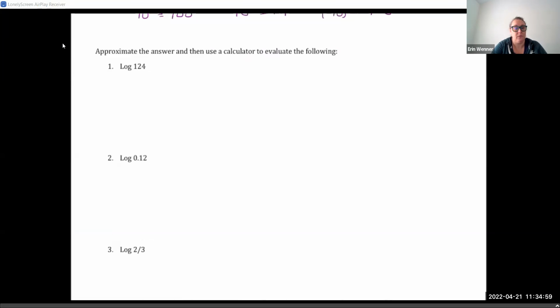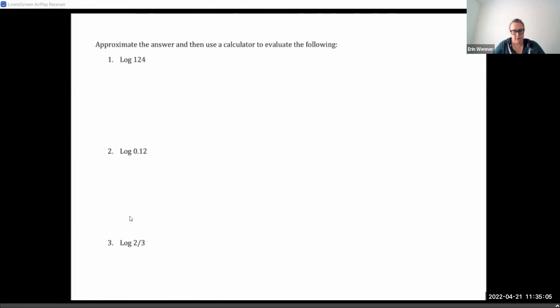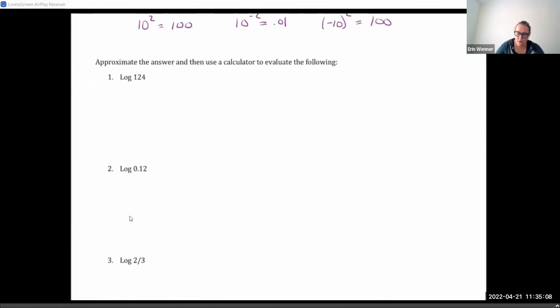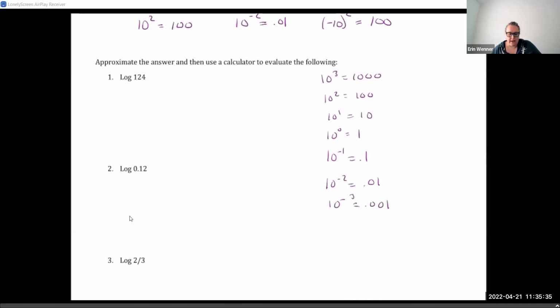So let's just do a really quick review of what we talked about. If you remember our powers of 10: 10 to the third equals 1,000, 10 to the second equals 100, 10 to the first equals 10, 10 to the 0 is 1, 10 to the negative first is 0.1, 10 to the negative second is 0.01, and 10 to the negative third is 0.001.